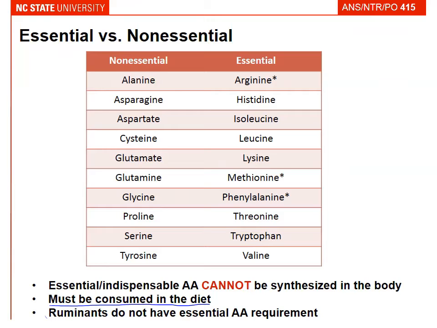Now, ruminants do not have an essential amino acid requirement. That's because they are utilizing the microbes to make the amino acids. So basically, because we do not necessarily control what the microbes are making, we can't say that they have an amino acid requirement. So if you look in the NRC for beef or dairy, sheep, goats, that's not going to tell you specifically that they have a 1.25% lysine requirement. They're going to have a protein or a nitrogen requirement.